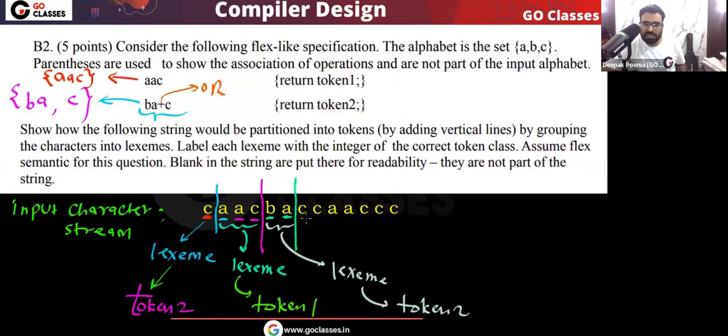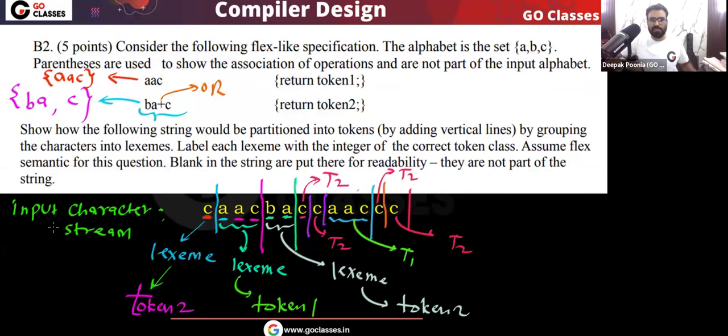Now then C: who is in the race? Only this regular expression is in the race. That C is there, that's it. So here also token 2 will be generated. Like this. Then we got AAC, for which token 1 will be generated. And after that we got C. I hope you understood this point: for this token 2 will be generated, and for this token 2 will be generated. So you tell me, the input character stream is this.